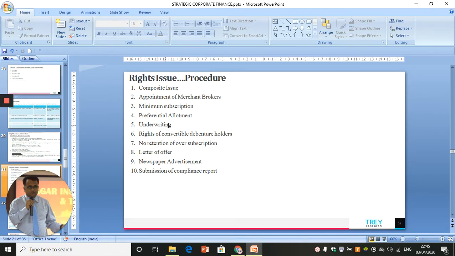Then underwriting, which means pricing of shares, where underwriters play a very big role. Rights of convertible debenture holders: if there is any convertible debenture, then what are their rights. And no retention of oversubscription. If there is oversubscription, there should not be any retention of the money; it should be given back to the shareholders. Letter of offer: send the letter of offer. A newspaper advertisement should also be given of the rights issue, and submission of the compliance report. The compliance report is to be submitted to the regulatory bodies like SEBI.